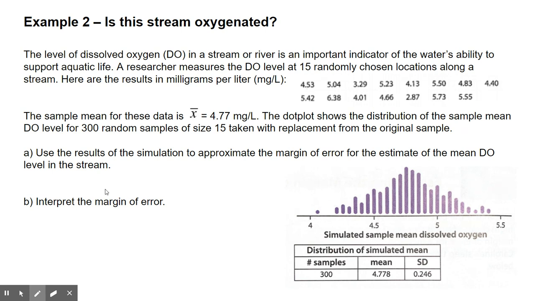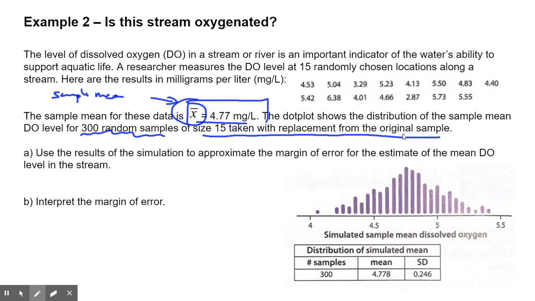The sample mean for these data is x-bar equals 4.77. This is our sample mean. This is our sample value. This is our estimate. Now again, notice the notation x-bar. That is the symbol for sample mean. So it says the dot plot shows the distribution of the sample mean DO level for 300 random samples, size 15, taken with replacement from the original sample. Okay, so there you go.